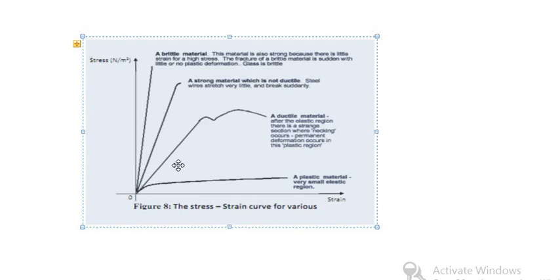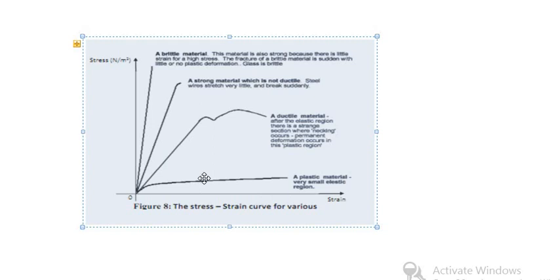A ductile material is a material that exhibits large yielding before fracture. As we can see, this is under yielding, up to this point, then it will now start yielding, necking, up to the breaking point. So a ductile material is a kind of material that has large yield stress before fracture.